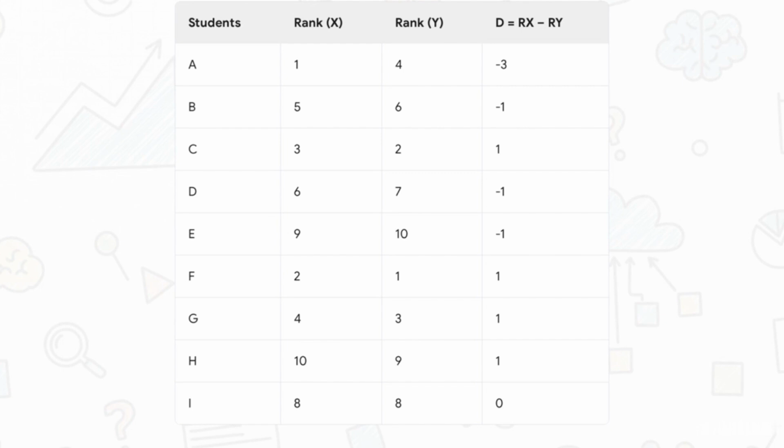Take student A, for example. Their exam rank was 1, we subtract their test rank of 4, and we get -3. Easy. Or look at student C. It's just 3 minus 2, which is 1. Oh, and check out student I. They had the same rank on both, so their difference is, you guessed it, 0. We just keep doing that simple subtraction all the way down the list.